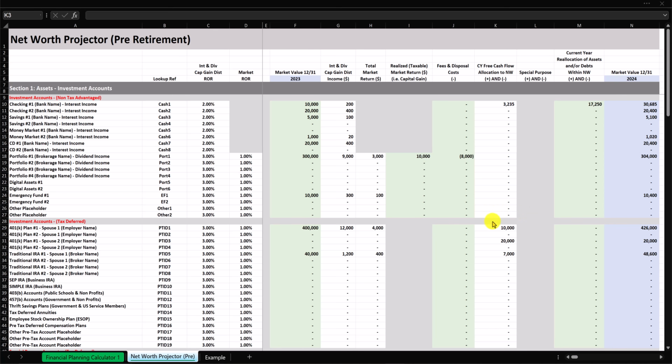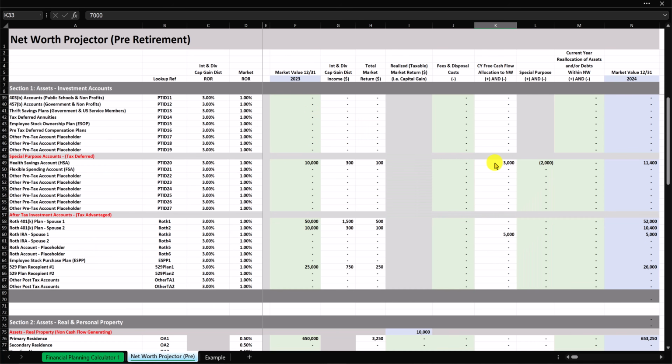So let's walk through what this individual or couple has done. And let's start right here. So here's a $10,000 pre-tax allocation to a 401k plan. Here is a $20,000 allocation to a 401k plan. Here is a $7,000 allocation to a traditional IRA. Going down the list here, we have a $3,000 contribution to an HSA. We have a $5,000 contribution to a Roth IRA.